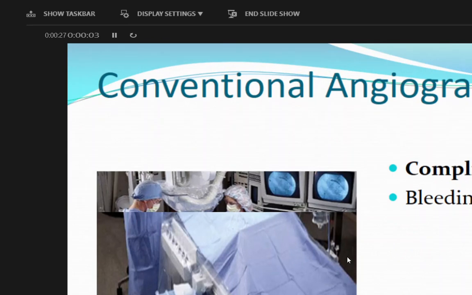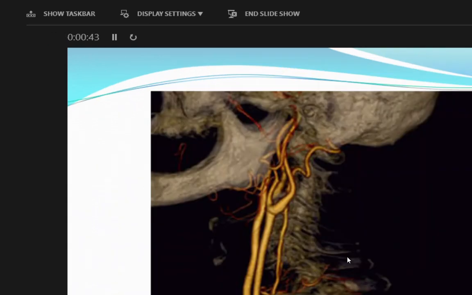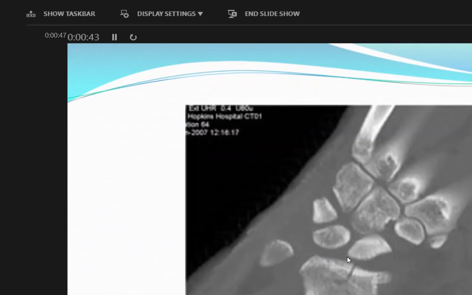And hopefully maybe one day patients will be having CTAs instead of going in and having exams in interventional. But you can see that we can see the vessels. We can take a curved vessel and straighten it out so that we can see it. CT is great for bony detail.